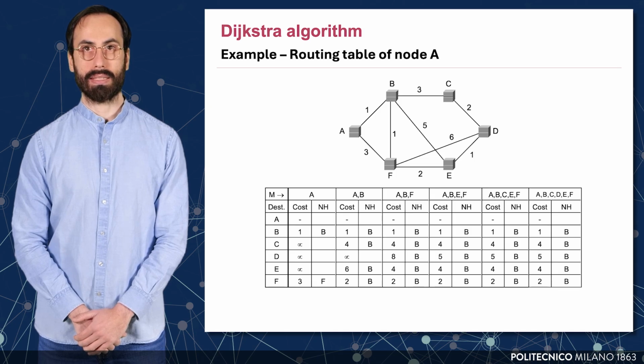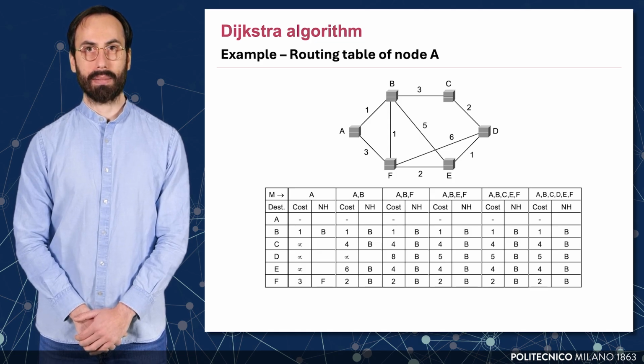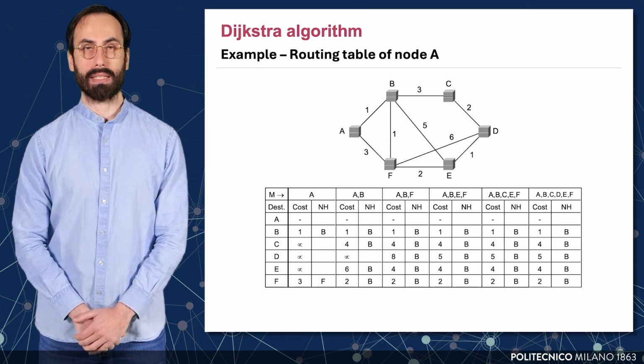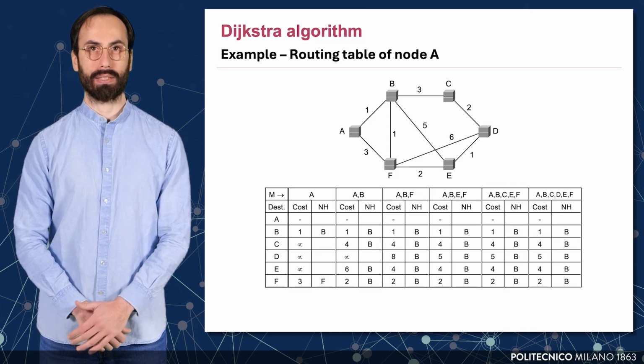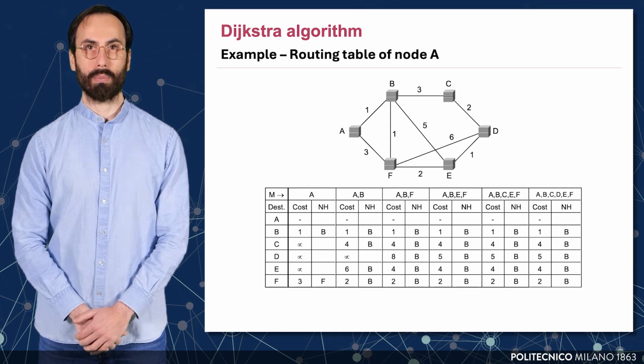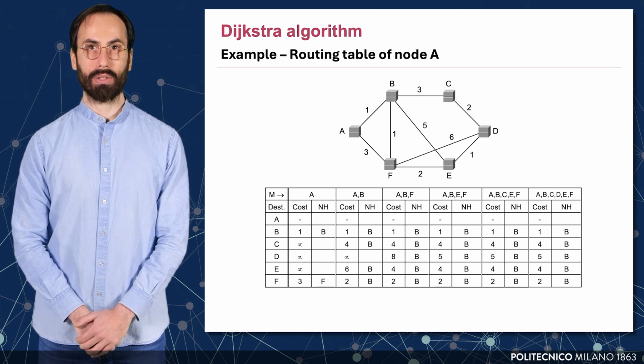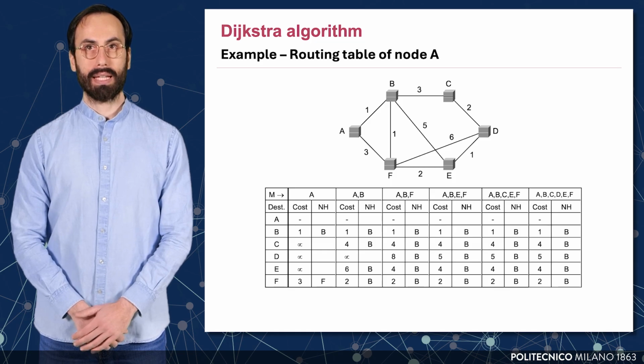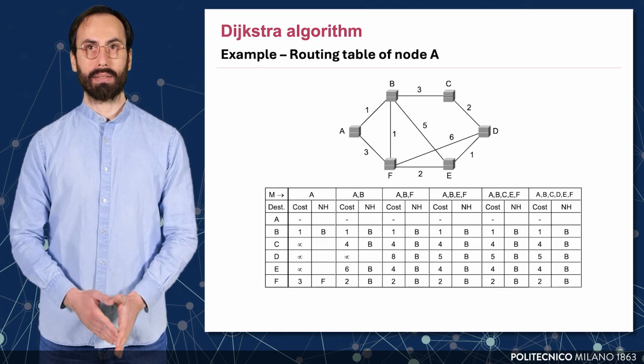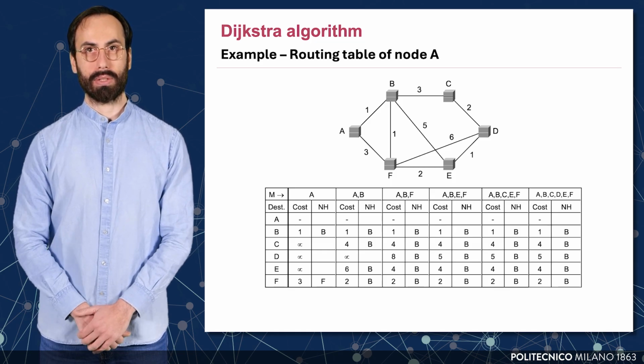This slide shows the step-by-step construction of the routing table for node A using the Dijkstra algorithm shown in the previous slide. We start on the left side with only A in the set M, so we know the cost to A is 0 and all other destinations are set to infinity. As we add more nodes to M, starting with B and F, we begin to calculate the shortest paths to other nodes. For example, once F is added, we can reach E through F with a total cost of 3.